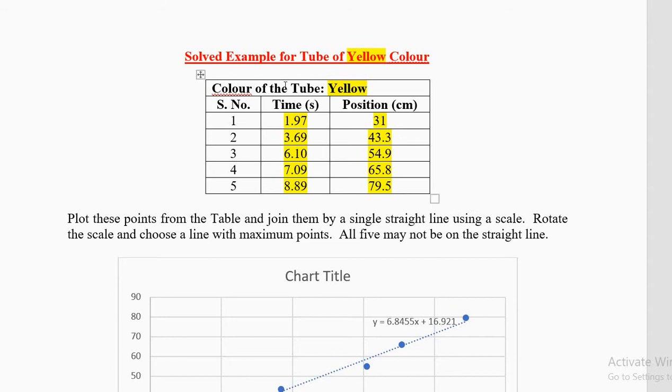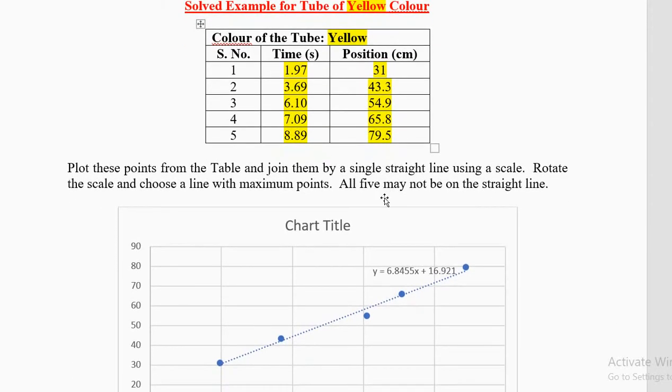Now what do you see in the table? Start reading the table from the header. Color of the tube is yellow. Serial number, time in seconds, S for seconds, and position in centimeters. At 1.97 seconds, it is 31 centimeters. At 3.69 seconds, it is 43.3 centimeters. At 6.10 seconds, it is 54.9 centimeters. At 7.09 seconds, it is 65.8 centimeters. And the last reading is 8.89 seconds, 79.5 centimeters.